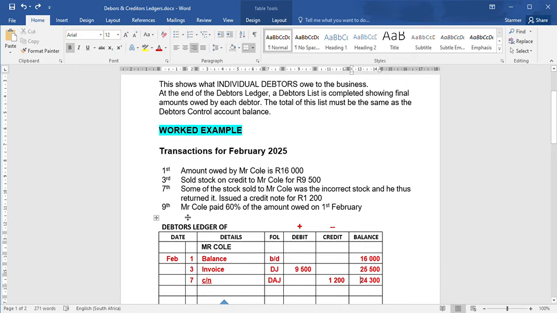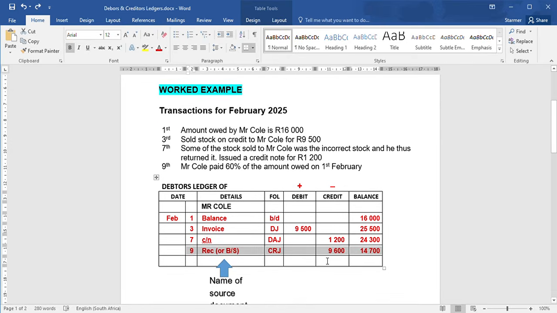Then the last one here says Mr. Cole paid 60% of the amount owed on the 1st of February. If he pays money back, if he comes into the business, you're going to give him a receipt. If he does an EFT payment, you're going to use bank statements. Irrespective of how he pays you, obviously the amount he's going to owe is going to decrease. So if you look at the amount owed on the 1st of February and you work out 60% of that, that comes to 9,600, and that is going to be in the minus column because he's paid back.